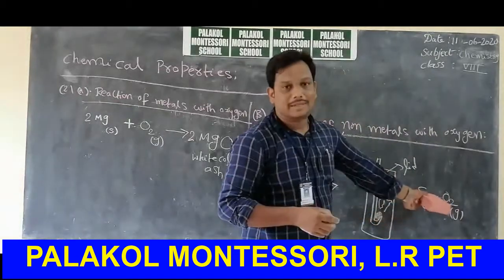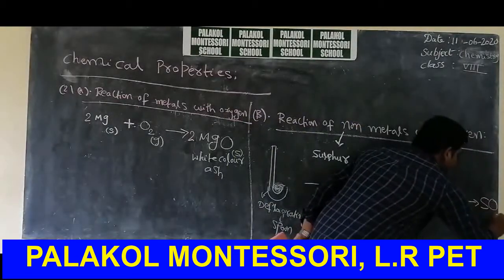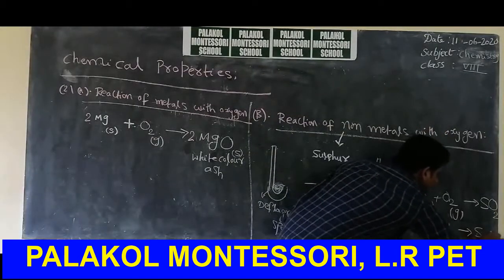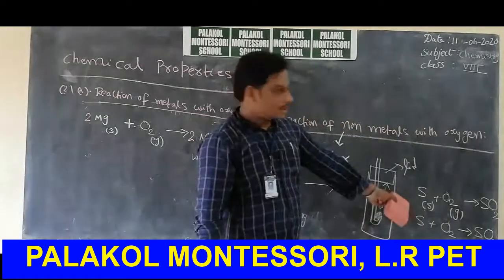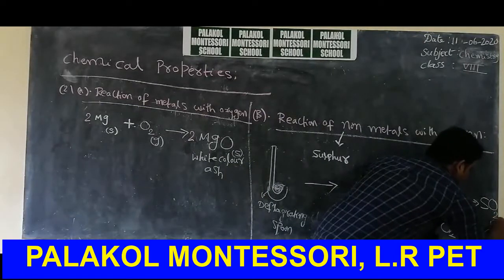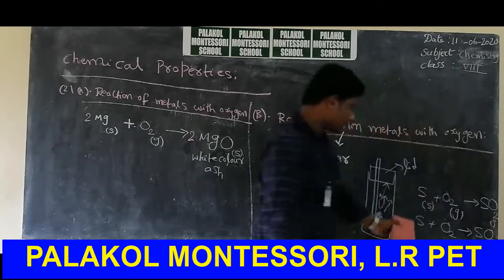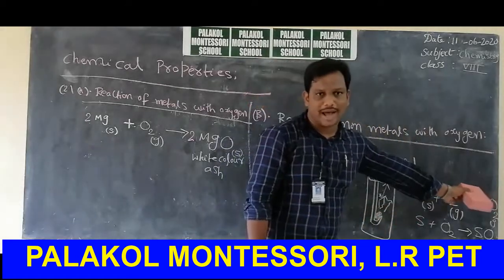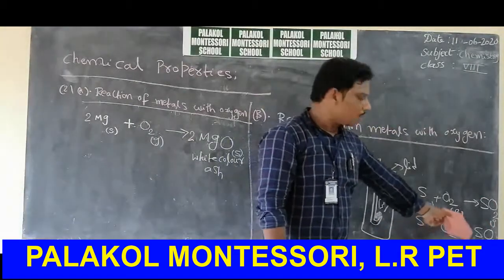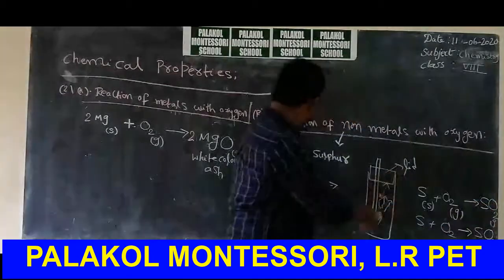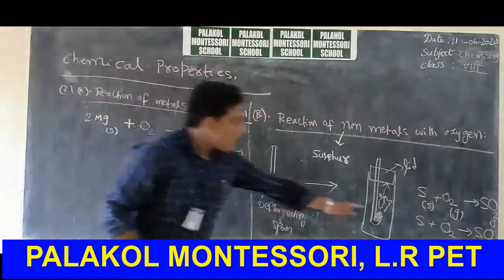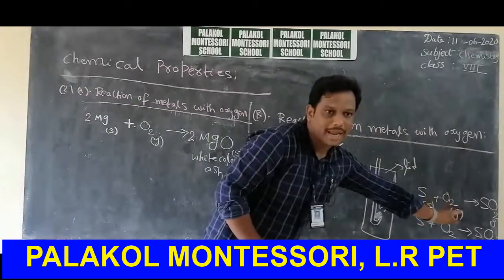it produces sulfur dioxide. Sometimes when sulfur reacts with excess oxygen, there is a chance of producing sulfur trioxide also. Sulfur dioxide, SO2, is a gas. Sulfur trioxide is also a gas. When sulfur reacts with oxygen, it produces sulfur dioxide. When sulfur reacts with excess oxygen, it produces sulfur trioxide. Here, magnesium oxide is formed when magnesium reacts with oxygen. When non-metal sulfur reacts with oxygen, sulfur dioxide and sulfur trioxide are formed.